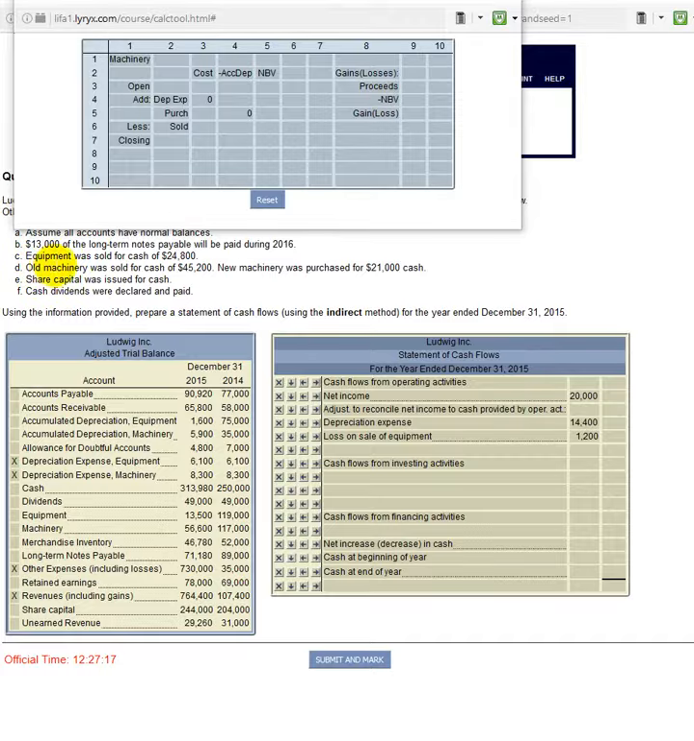So now we're looking at the information here in line D, and it says old machinery was sold for cash of $45,200.